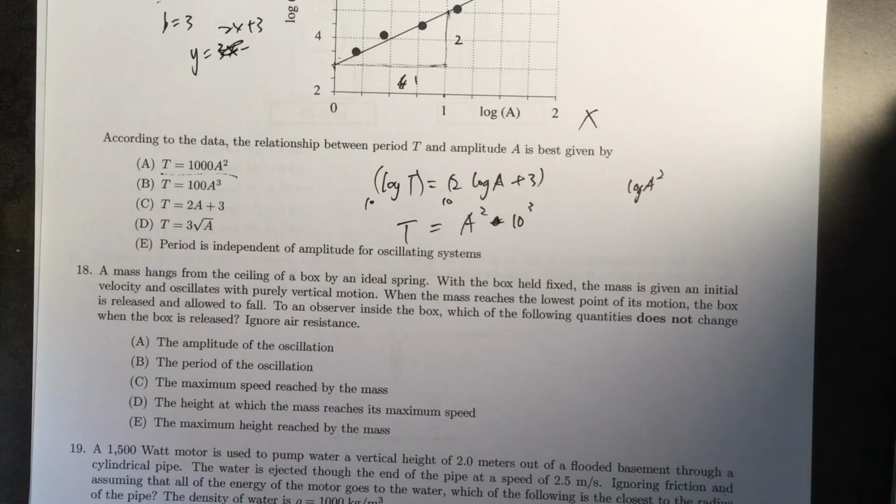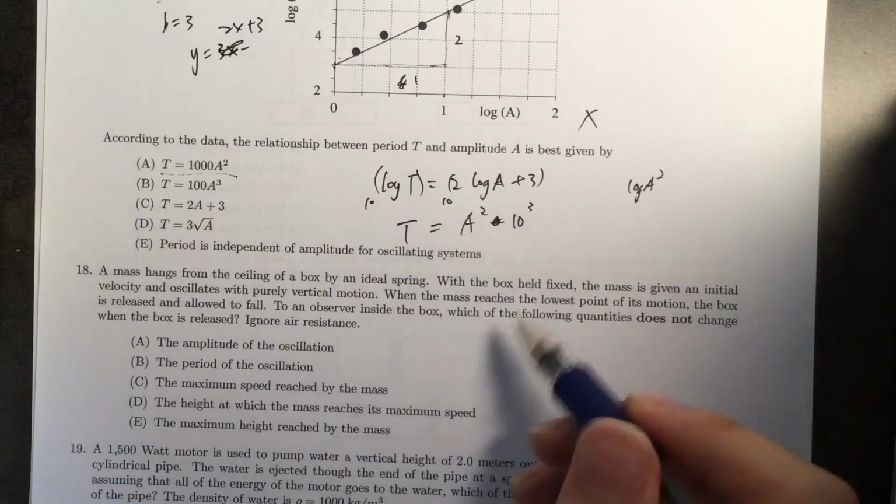Problem number 18. A mass hangs from the ceiling of a box by an ideal spring. With the box held fixed, the mass is given an initial velocity and oscillates with purely vertical motion. When the mass reaches the lowest point of its motion, the box is released and allowed to fall. To an observer inside the box, which of the following quantities does not change when the box is released? Ignore the air resistance. Okay, here's an interesting question.